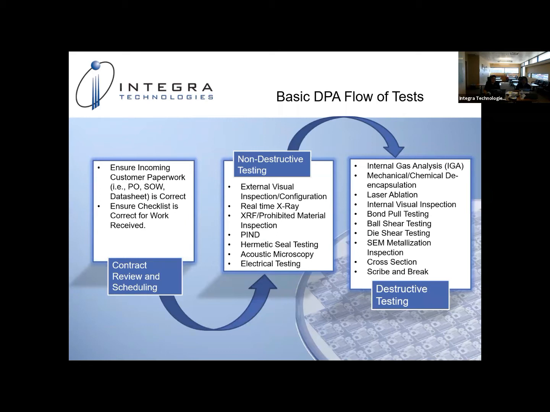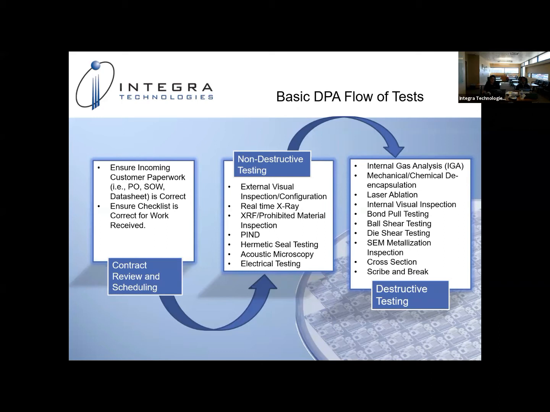Let's talk a little bit about the basic DPA flow and how it's processed through the laboratory. Once components are received in-house, all relevant paperwork, such as the PO, the data sheet, and customer statement of work are reviewed and used to build a checklist. The checklist is built based on the commodity and type of packaging using a combination of non-destructive and destructive techniques.